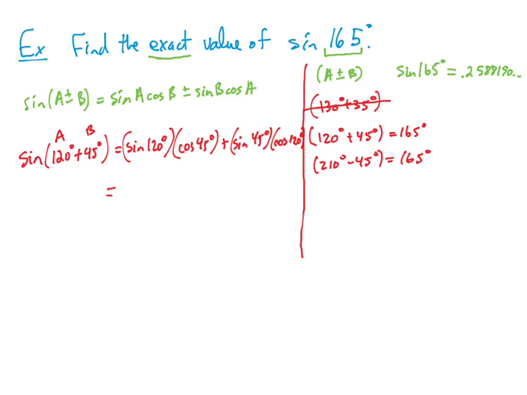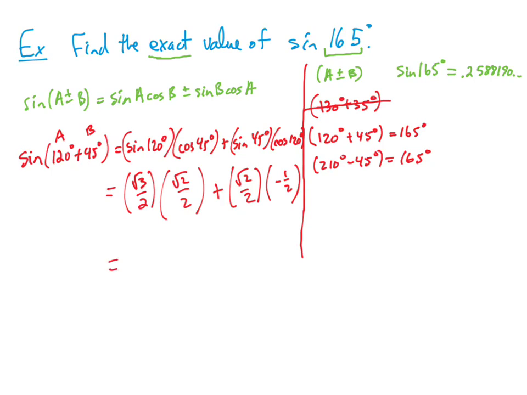And if you don't know the unit circle, this is when life is really going to start to be pretty painful for you, because I have to evaluate four different values from the unit circle. So sine of 120 degrees, that is square root of 3 over 2. Cosine of 45 degrees is root 2 over 2, plus sine of 45, root 2 over 2. Cosine of 120 is negative 1/2.